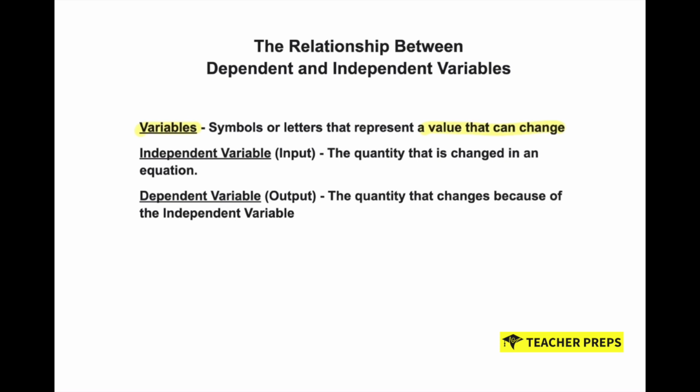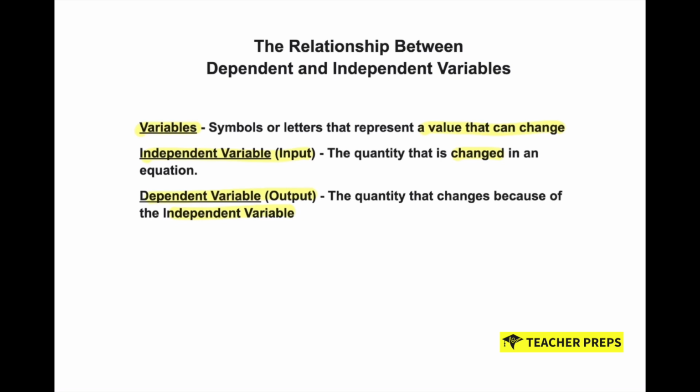There are two types of variables. Independent variable, that's known as the input. That is the quantity inside the equation that we change. The other variable is the dependent variable, also known as the output. That's the answer that we get. It's the quantity that changes because of the input that we put in. Think of it this way: the output depends on what we plug in for the input.